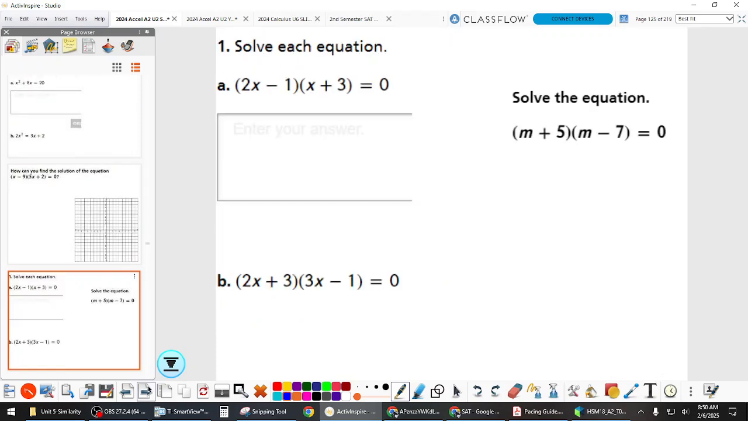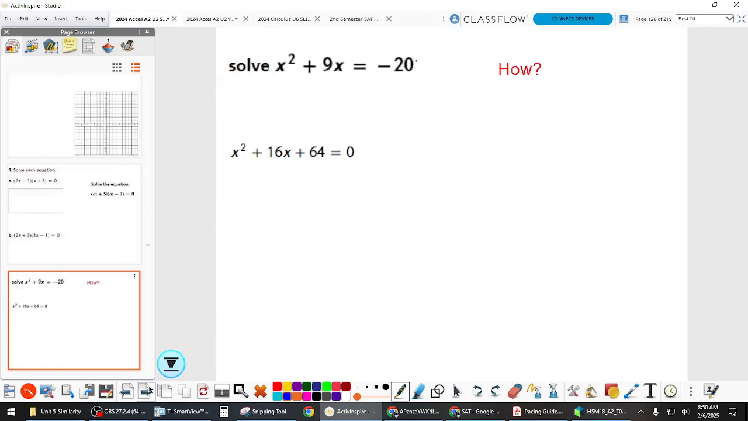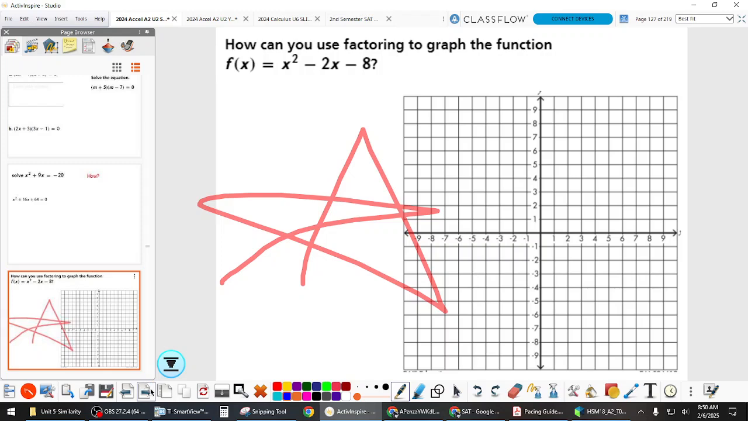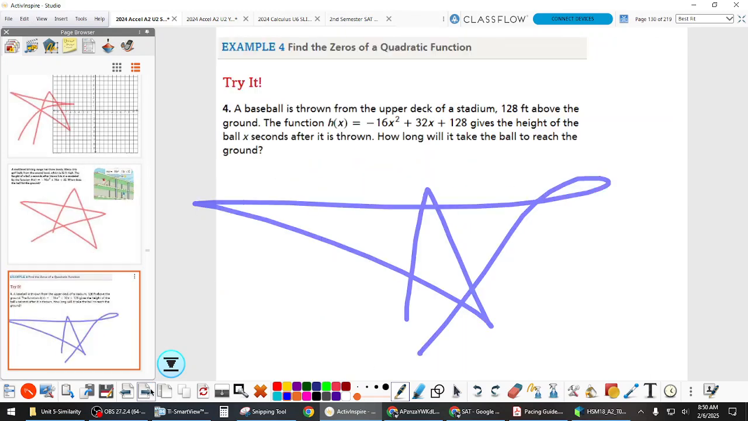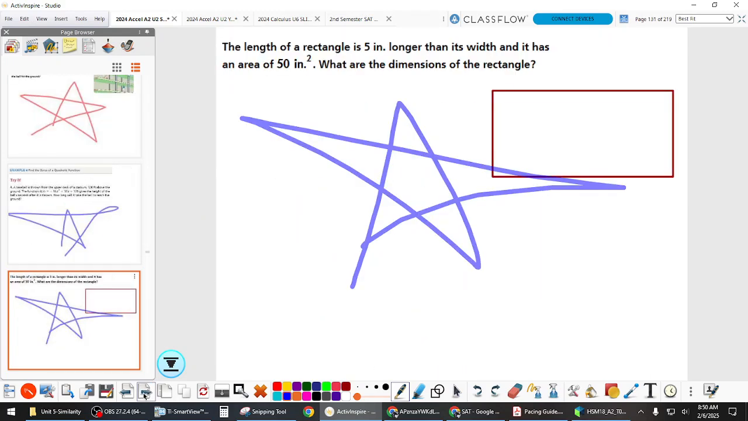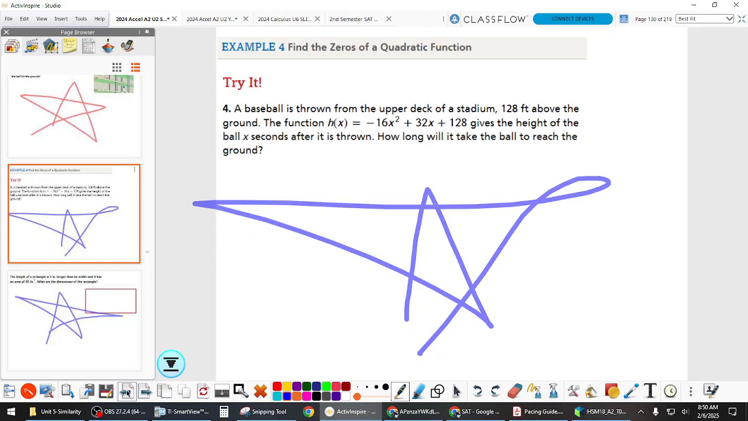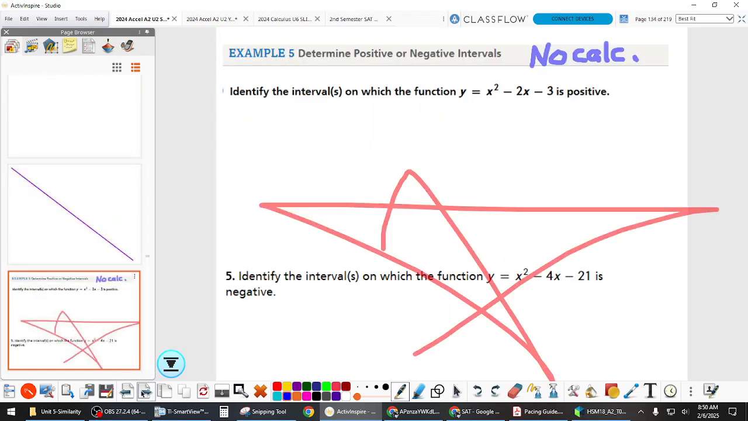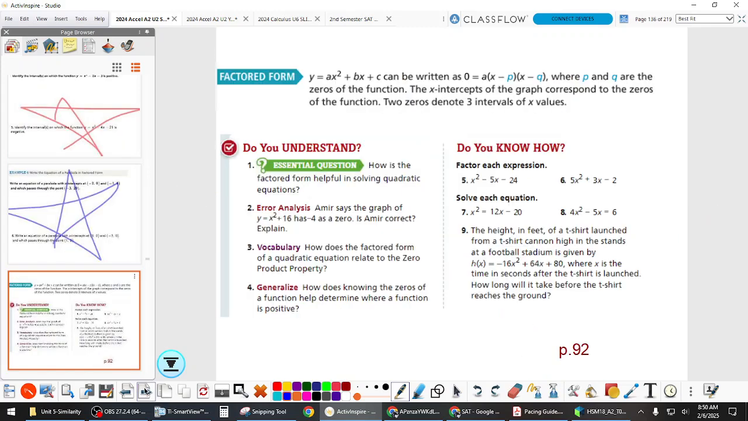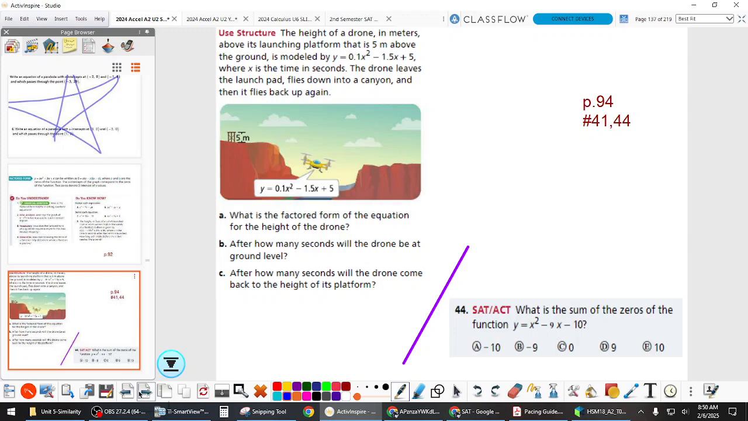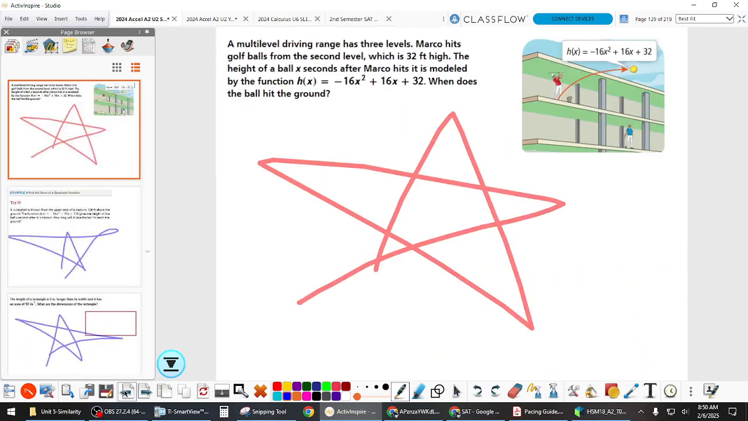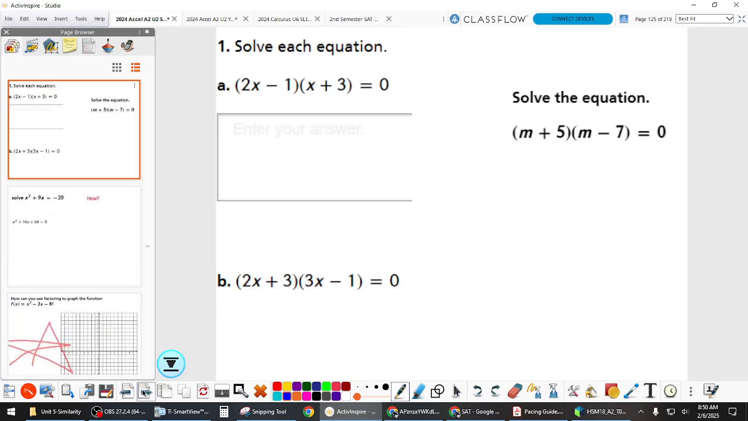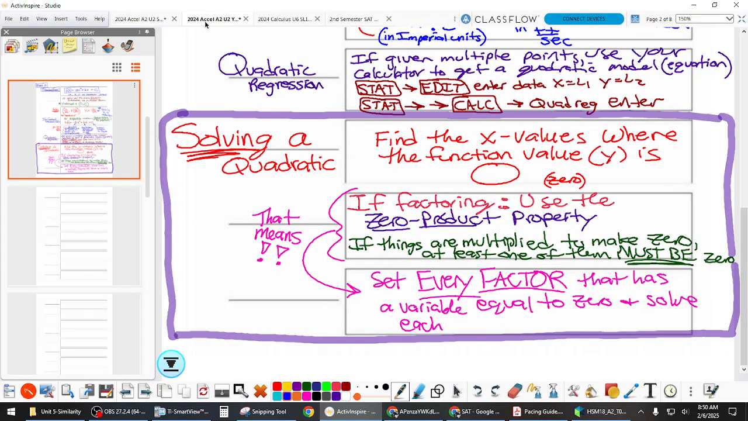So lots of solving. I just wanted to remind myself what's coming up. Let me show you factored form and then we'll try a couple of these, like that one. I think you'll be fine, but grab your notes, let's write factored form.